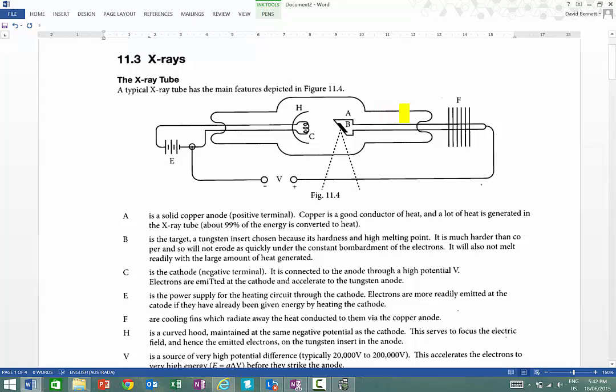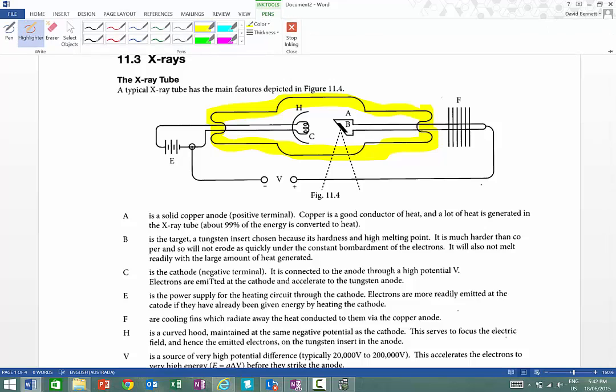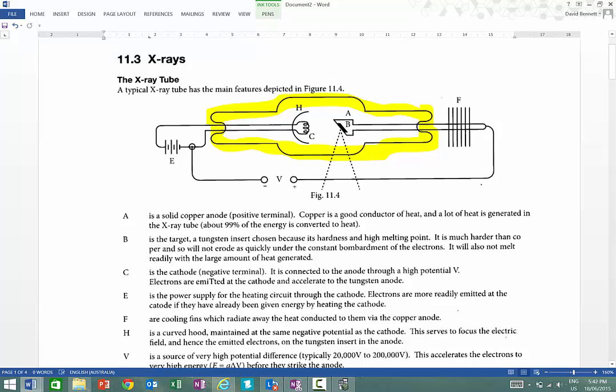So, in around this shape here, we have a vacuum tube. Right? The vacuum tube allows this to happen all under a vacuum, so therefore reduce the energy losses over there. We have a solid copper anode over here, which is a positive. So if we're thinking about this particular diagram, this is a positive and that's acting as a negative.